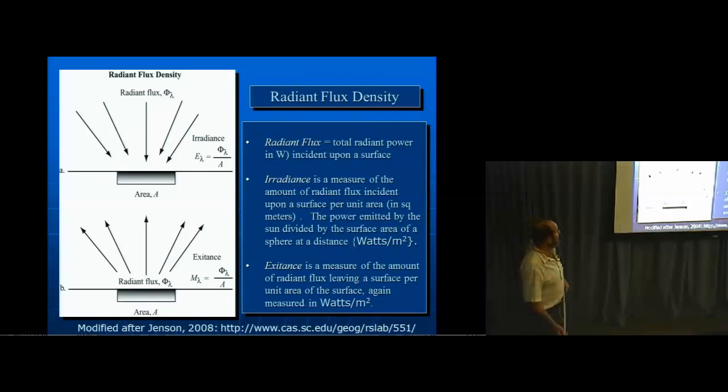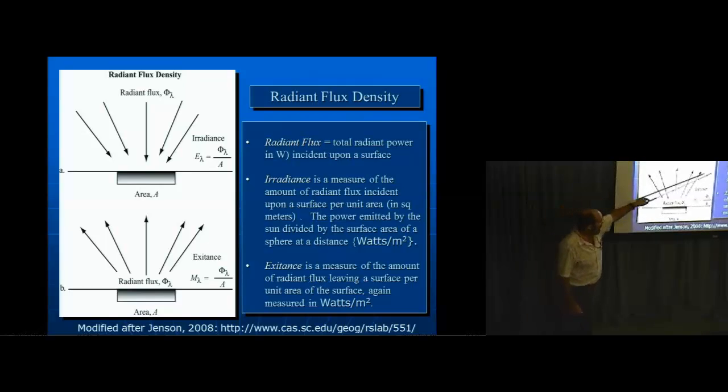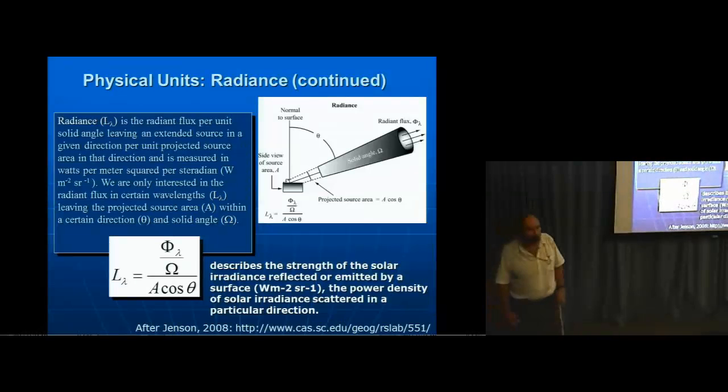Just to define some terms, radiant flux is the total power incident on a surface. The radiant flux density has to do with the surface area. Exitance is how much of the energy leaves the surface, for surface area, again measured in watts per square meter, and this is all from Jensen, its basic definition terms. Just be aware of those as I speak through. I really won't talk too much about those terms as we're talking about the imaging spectrometer data. Mostly I'll talk about radiance or reflectance.